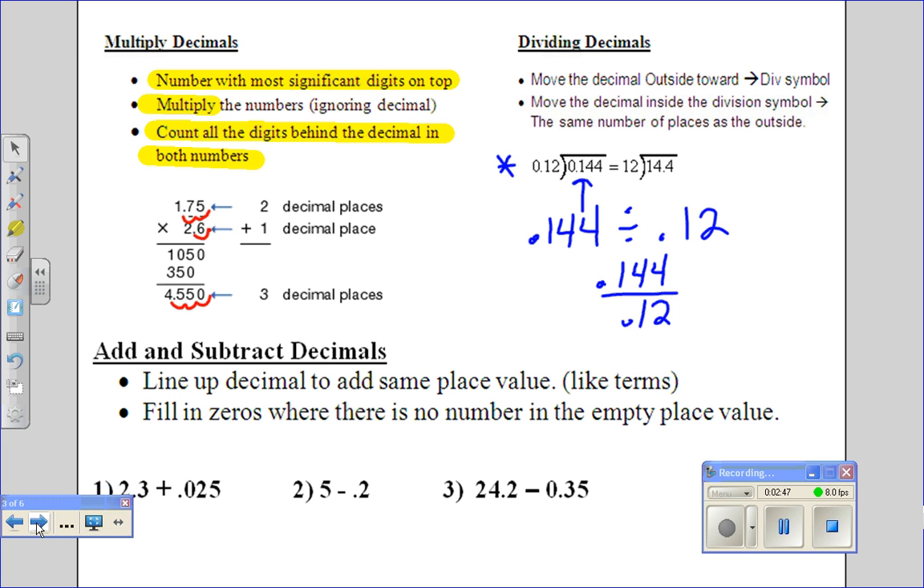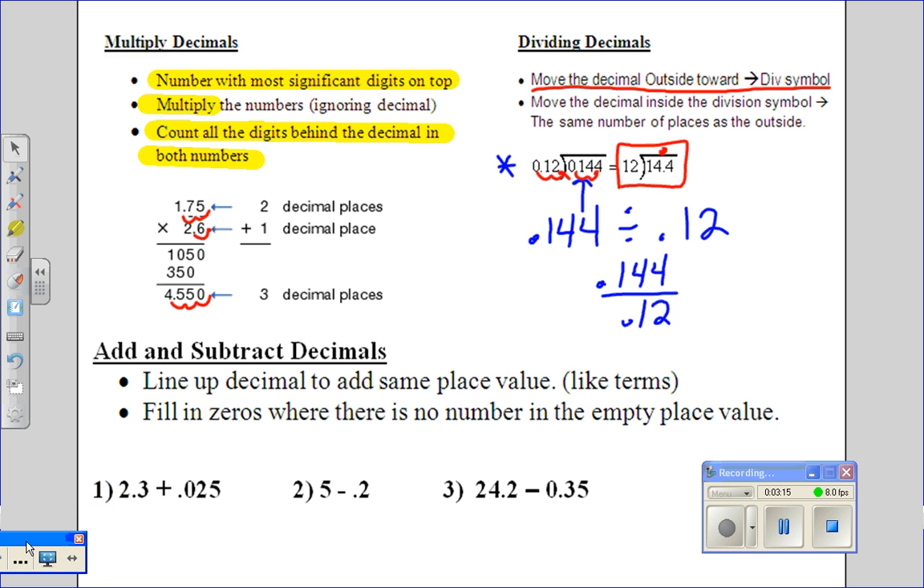Now, when you go to the next step, you also have to understand we don't divide by decimals. That's the reason why the step says to move the decimal over. Move the decimal outside toward the division symbol, because we don't divide by decimals. But what you do to the outside, you also have to do to the inside. And then this is the problem that you end up having. You bring your decimal up and you do your division. So that's division of decimals.